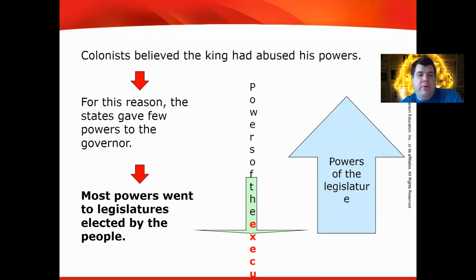Most of the powers, though, were given to the state legislature. These were the people that were elected by the people. In most cases, most states had a bicameral legislature, meaning they have a House and then a Senate, and these are mainly elected by the people. The powers of the legislature are much more than the executive because of the fear of the abuse that they had suffered under the king.